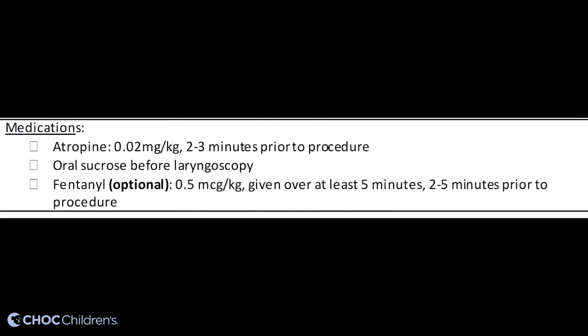Medications. Ensure that caffeine was given per protocol. We will give atropine, the dose of 0.02 milligrams per kilogram for bradycardia, and administer this 2 to 3 minutes prior to the procedure. We will give oral sucrose before the laryngoscopy. And lastly, fentanyl is optional and the dose is 0.5 micrograms per kilogram, given over at least 5 minutes, 2 to 5 minutes before the procedure is done.